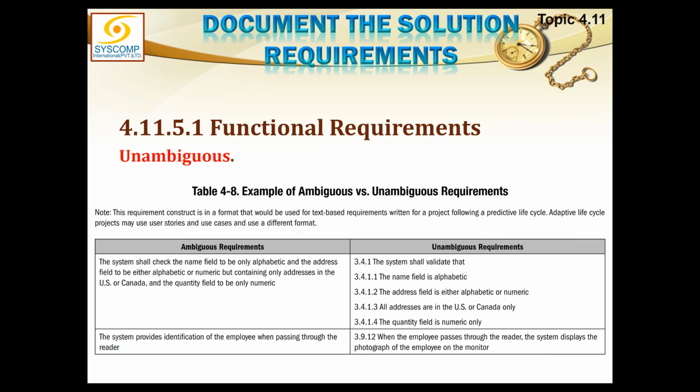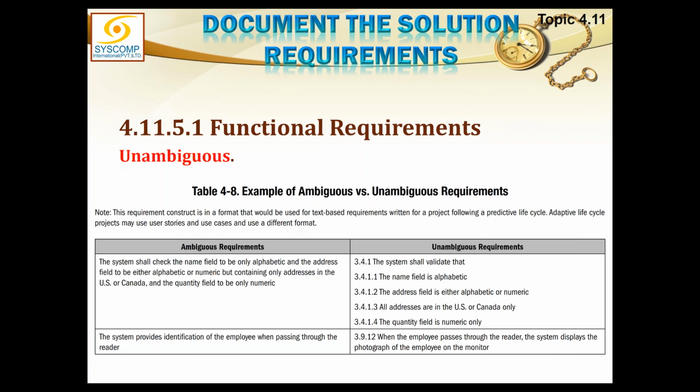Let us look at what we want. We want the system to have a validation mechanism, to validate certain things. And there is more than one thing mentioned in this requirement. Number one, it should check the name field to see if it is alphabetic. Number two, it should check the address field to see if it is alphanumeric or numeric. Number three, all addresses must be checked to ensure they are only from the USA or Canada. Number four, the quantity field must be numeric in nature. So the ambiguous requirements have been converted into unambiguous requirements.